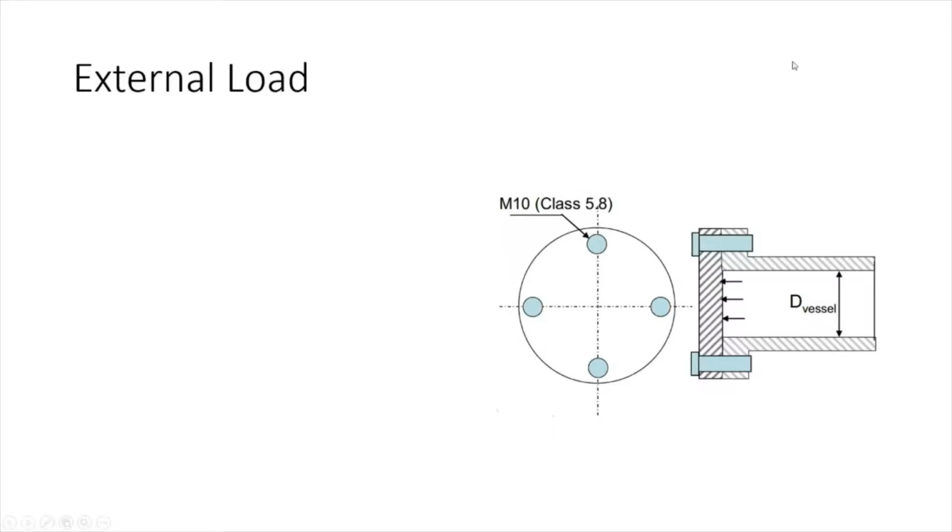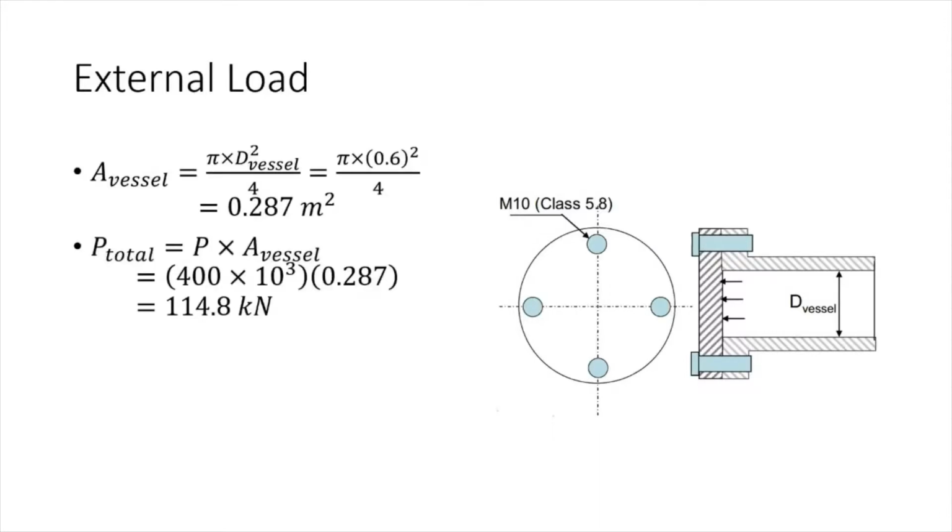The total force created in the vessel can be found with the following formula. P total is equal to P times the area of the vessel, where P is the pressure inside the chamber and it is equal to 400 kilopascals, and the area of the vessel is the surface area. We know that the chamber has a circular surface area, so the area of the vessel equals pi times the diameter squared of the vessel divided by 4. The diameter of the chamber is given as 60 centimeters or 0.6 meters.